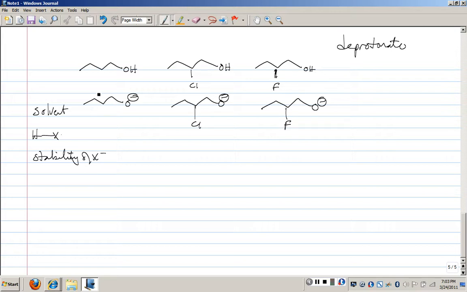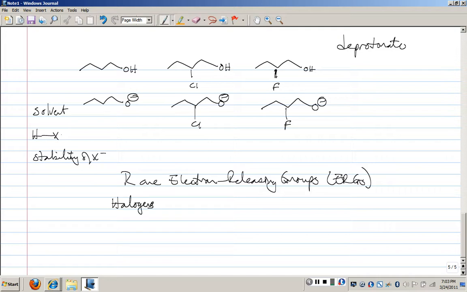Alkyl groups are electron releasing. This is something we learned today, and we have to remember this. Alkyl groups are electron releasing groups, right? They're called ERGs. In contrast, some groups like chlorine, so halogens for example, and in general, halogens or heteroatoms are EWGs. They are electron withdrawing groups.